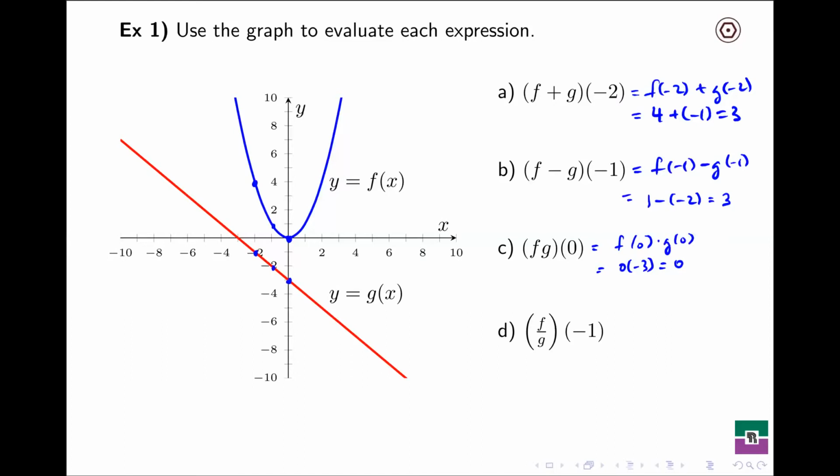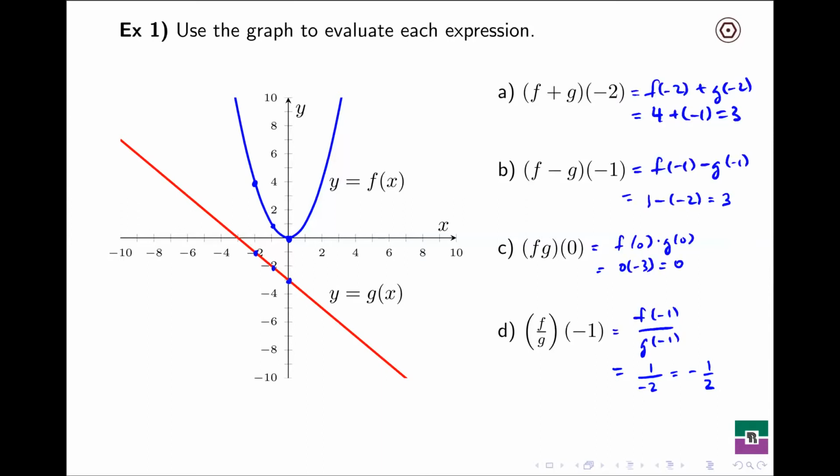And now the final one, the quotient function, f over g evaluated at -1. The way that's defined, it's f of -1 divided by g evaluated at -1. And just use the graph. f of -1 is 1, and g of -1 is -2. So this is going to be 1 over -2, and when we divide those, it's -1/2. All right, so that was actually pretty simple. Just using the graph to find these function values, adding, subtracting, multiplying, and dividing, they're pretty straightforward.